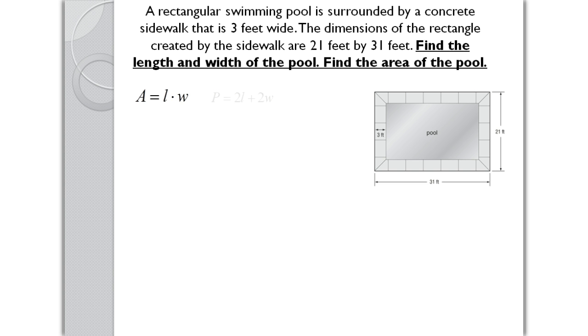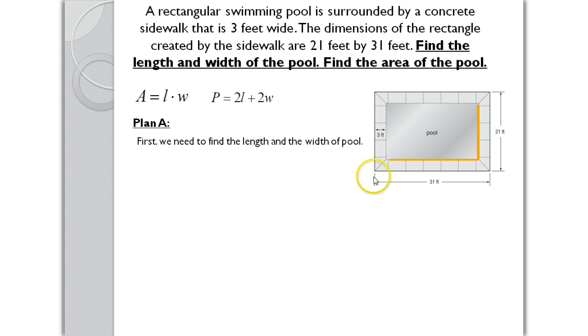So the first thing we're going to look at for plan A is finding the length and the width of the pool. So above I have listed some helpful formulas that may be of use to us for this problem. This is our area formula and this is the perimeter formula. So we need to find the length and the width of the pool. So we're looking for those yellow regions there. Now the sidewalk is 3 feet wide. So that means from this point to the pool is 3 feet. This point to the edge of the sidewalk is 3 feet.